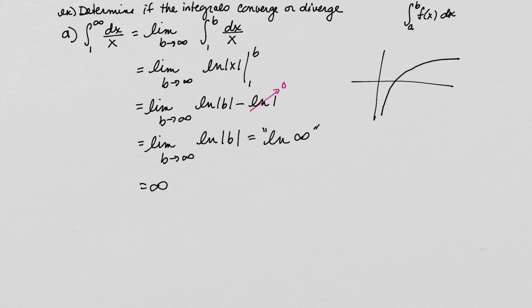And so my final answer here is infinity, and what that means is that this diverges. I didn't get a concrete answer. I didn't get like 5 or 17 or 1.7 or pi or e. I got infinity, which means that my answer is going to diverge. Questions?